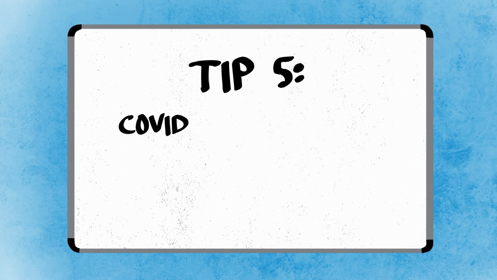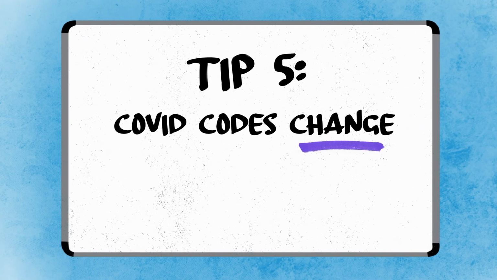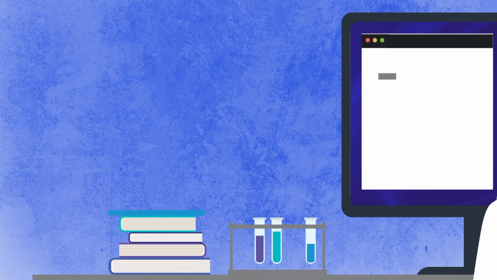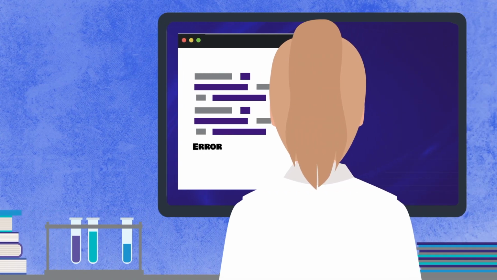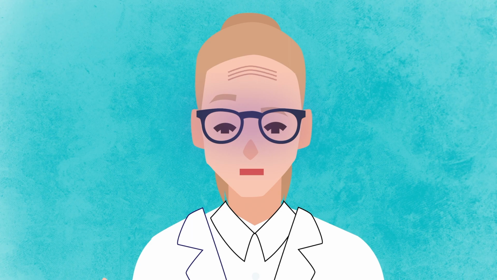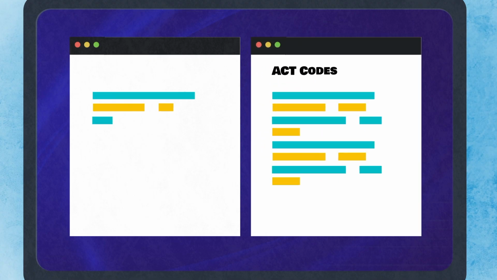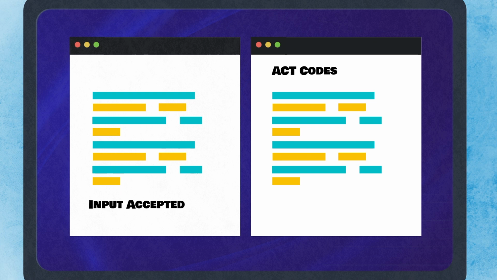Tip 5. COVID codes change over time. Searches using older codes will miss out on newer patients, and vice versa. Be sure your searches include the right codes so that you can find the right patients.